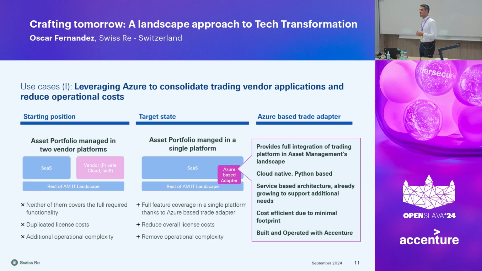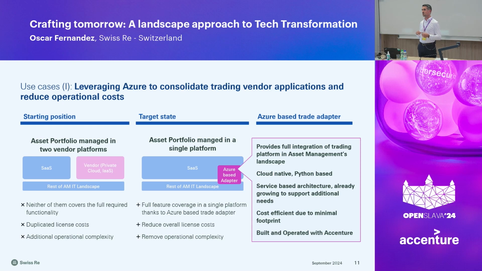If we now start looking at concrete use cases, I mentioned when I introduced our value chain that we have the transactional and the analytical piece, and the transactional evolves around the trading activity. A couple of years back, we had two platforms: one vendor platform that we were hosting ourselves, and a SaaS one. The reasons were multiple, but basically there was no full feature coverage on each of them, which resulted in duplicated license cost, operational complexity, and so on.